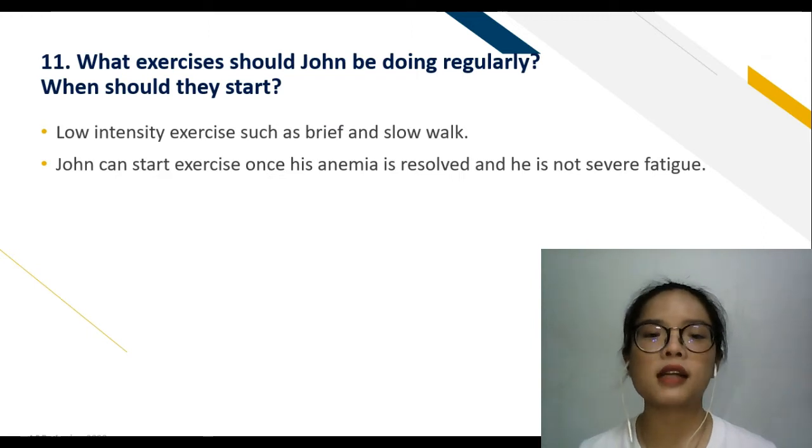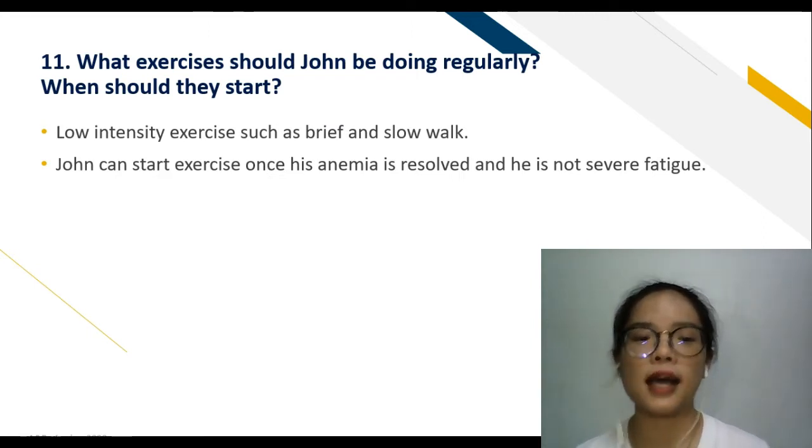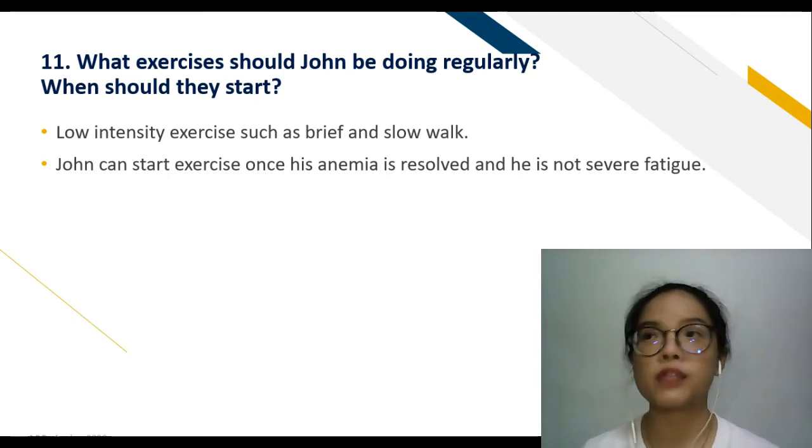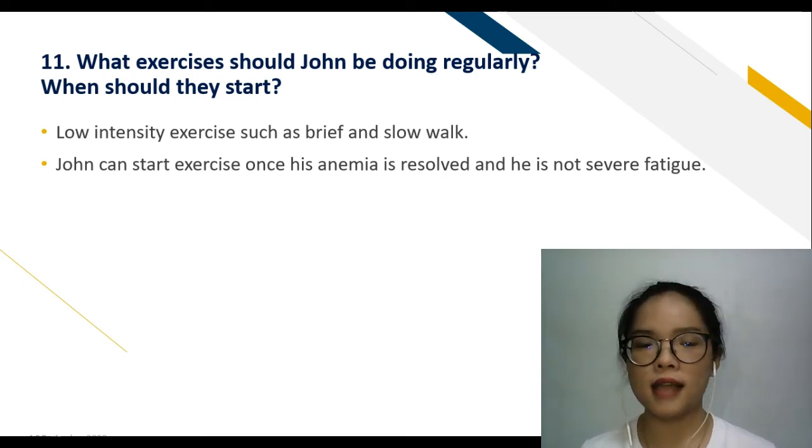One exercise that John can do regularly is a low intensity exercise, because of John's age, which is already 61 years old. So we will suggest him some low intensity exercise such as a brisk and slow walk. John can start exercise once his anemia is resolved and he does not feel very severe fatigue. If he has anemia or severe fatigue, he has to wait for the problems to be resolved, and then only can he start his exercise.